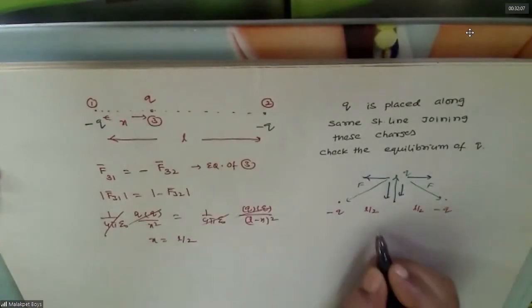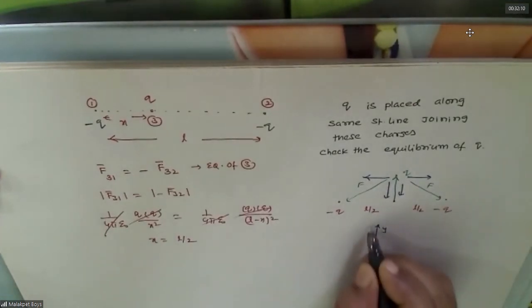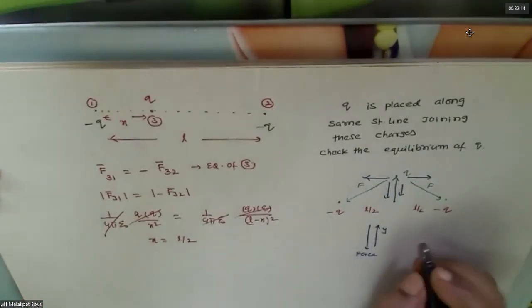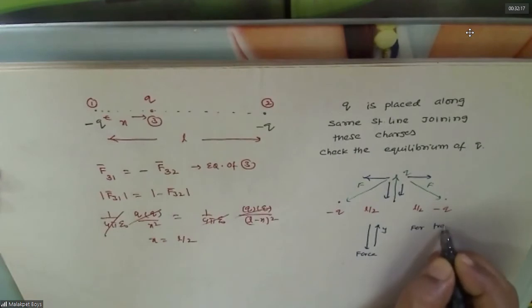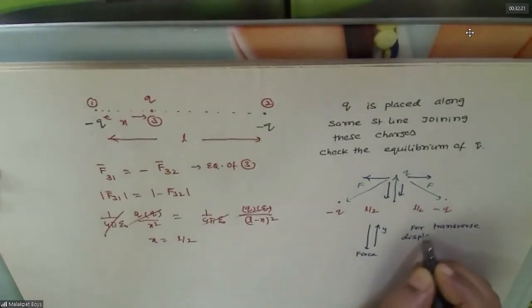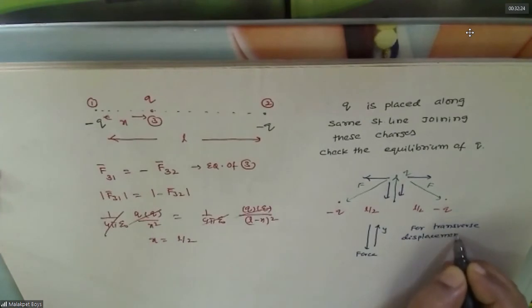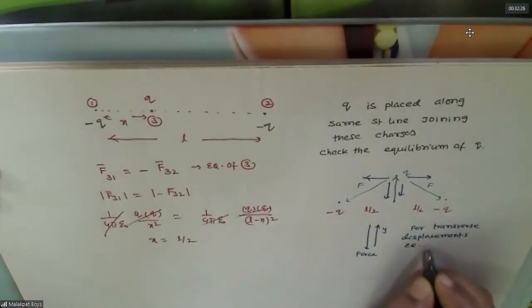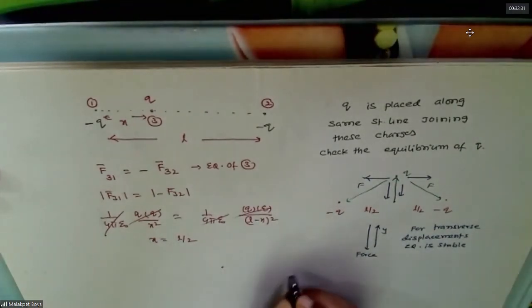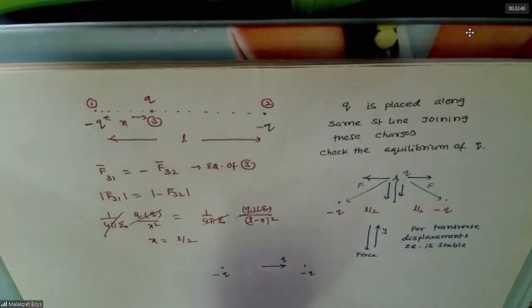So if the displacement is y, the net force is this side, no? So for transverse displacements, what is the equilibrium? Stable equilibrium. And for longitudinal, the equilibrium is stable. Likewise, you can check. We need the nature of equilibrium, no? So from here, if it is taken like this, Q.